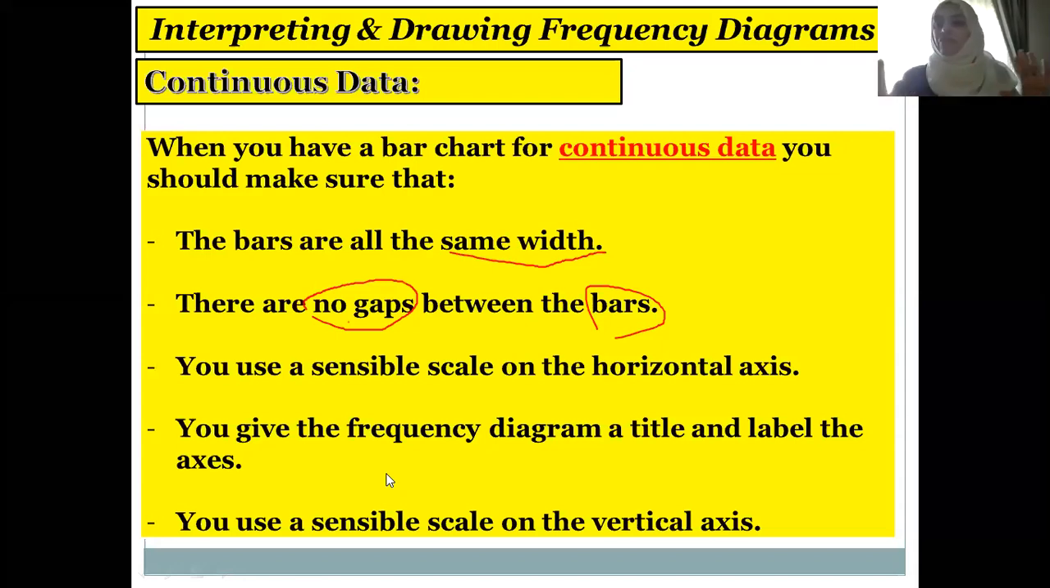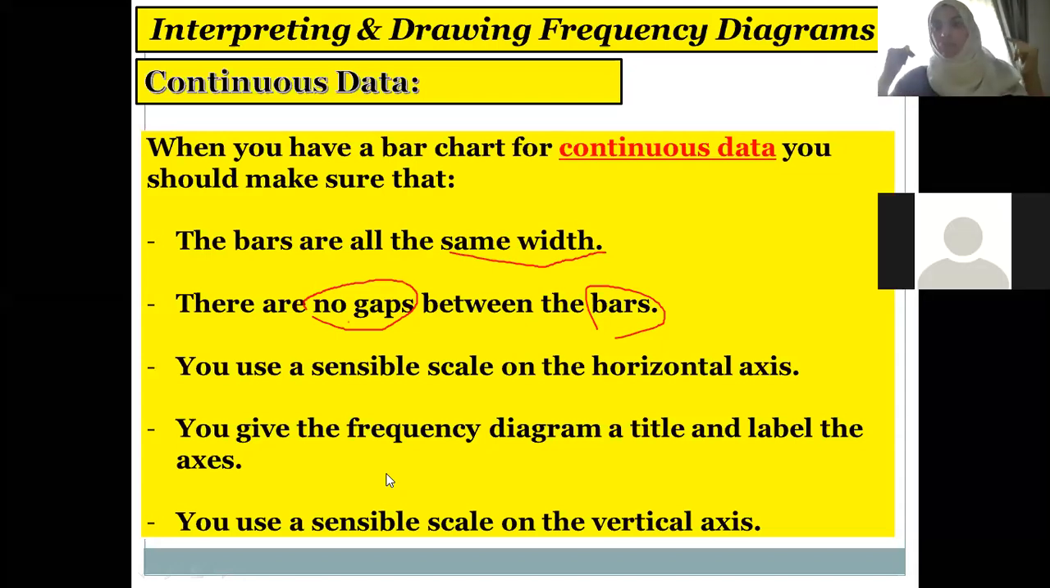ما في frequency diagram من غير title ولabelling للأxis, whether we are talking about discrete type of data or continuous type of data. أي diagram بالدنيا بحاجة لتايتل ولabelling للأxis. تمام؟ كمان we use a sensible scale على الvertical والhorizontal axis. Both axes should have a sensible scale. ومسألة sensible scale, we will talk about it when we are discussing examples.